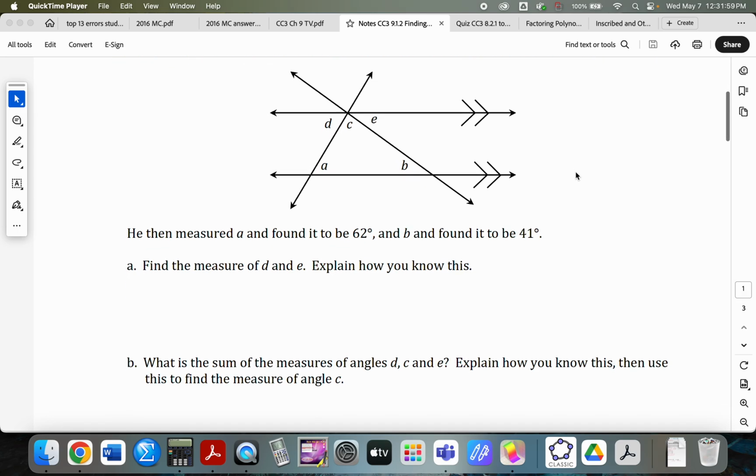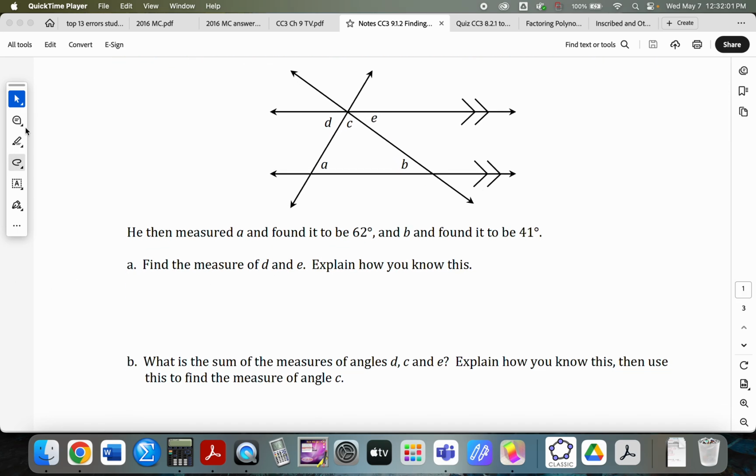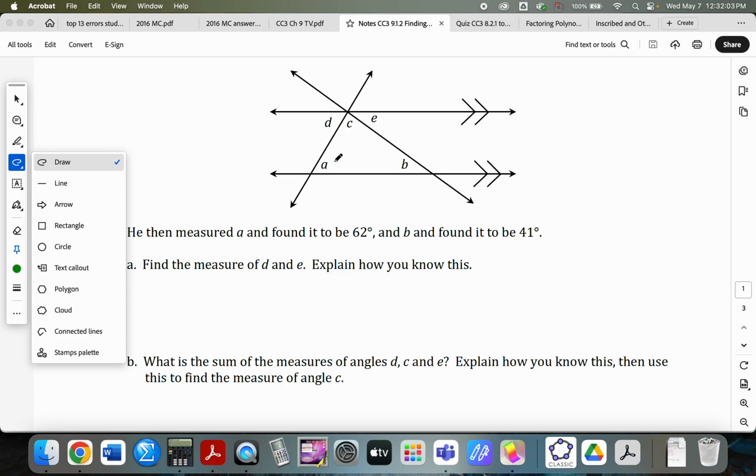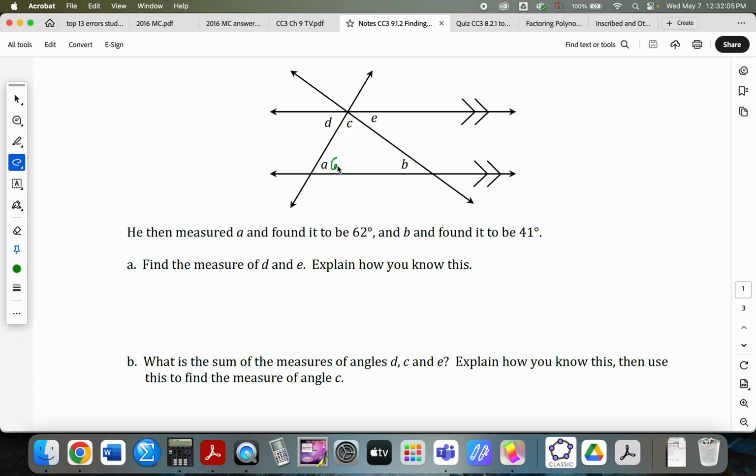So he measured angle A and found that it was 62 degrees. So I'm going to put that on here. This is 62 degrees. And he found the measure of angle B to be 41 degrees. So, please, if someone would raise their hand and tell me, what's the measure of angle D and why? Yes, Ben? 62 degrees. Yes.